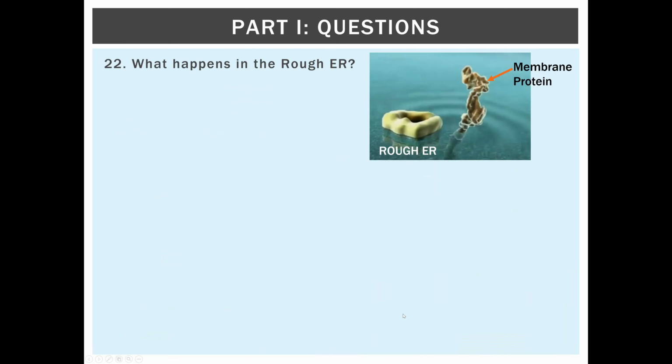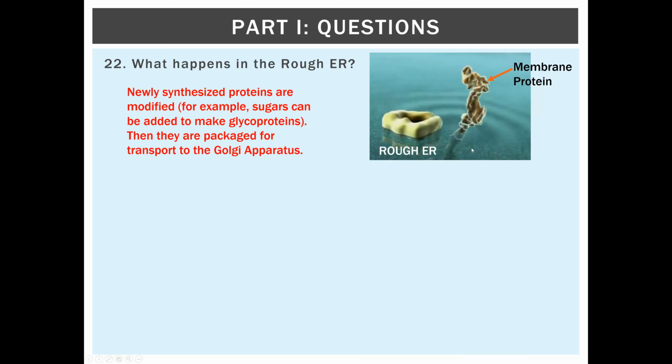Number 22, what happens in the rough ER? So we saw the rough ER, we also saw the creation of one of those membrane proteins, and in the rough ER, newly synthesized proteins are modified. For example, sugars can be added to make glycoproteins or proteoglycans. Then they are packaged for transport to the Golgi apparatus.